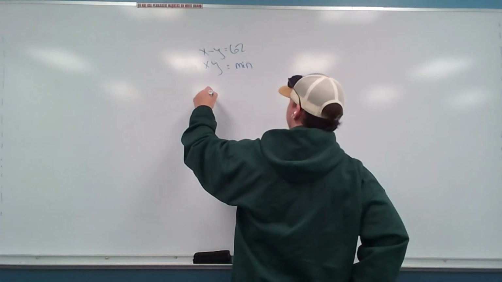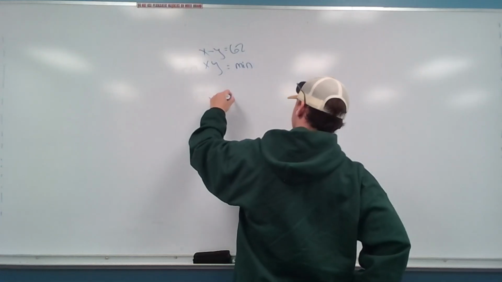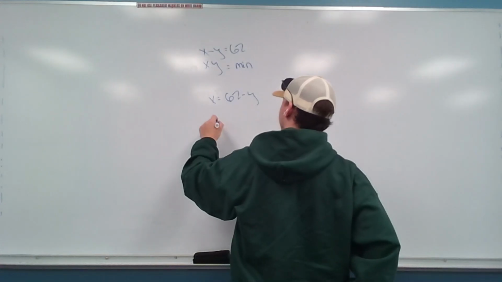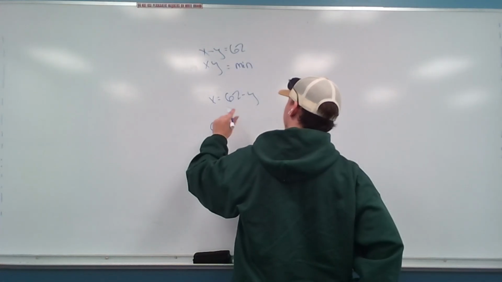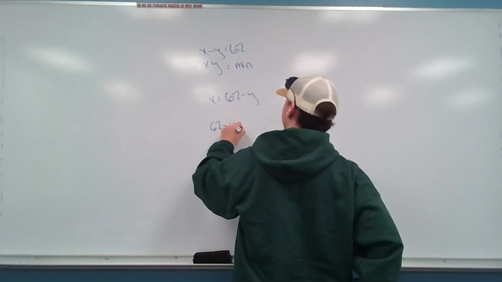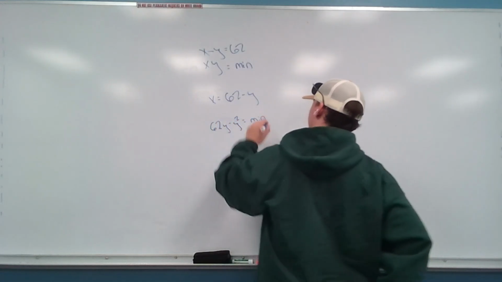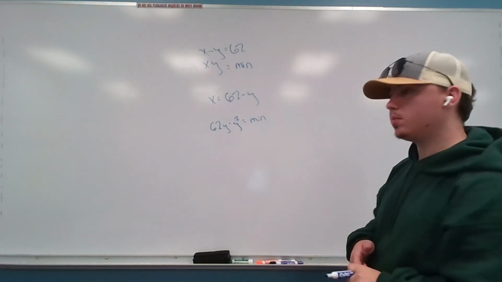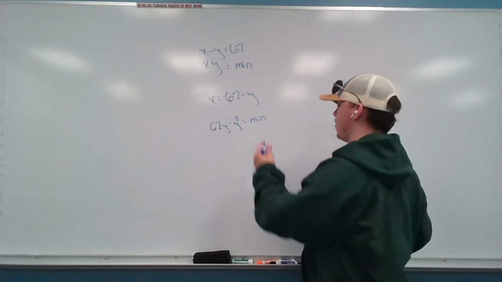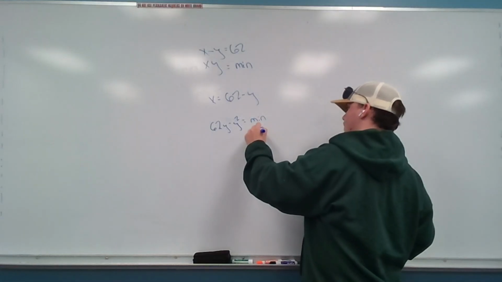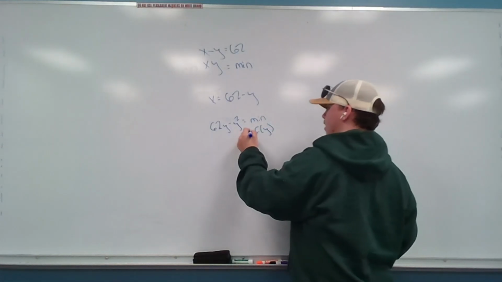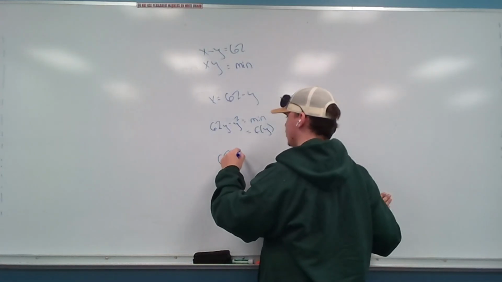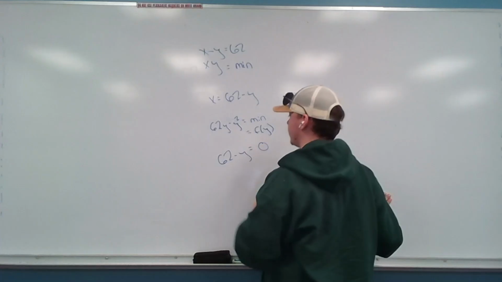So we're going to start off the same. It'll be x equals 62 minus y. Then we substitute that into the other equation, so it'll be 62y minus y squared equals minimum. But we don't actually know what the minimum is, and we don't need to, because this is a function. So min of y, or f of y, equals that. And we just have to take the derivative. So we'll get 62 minus y equals 0.